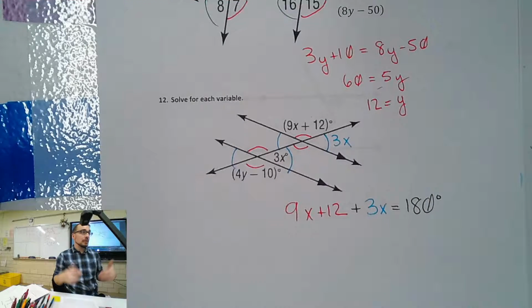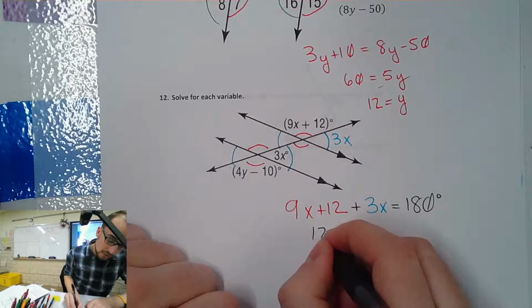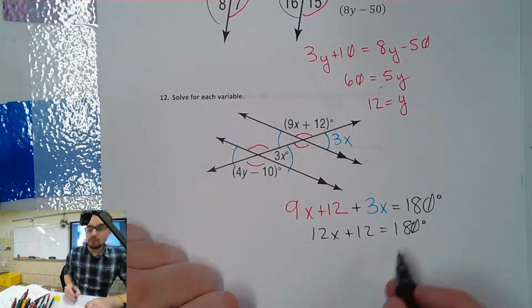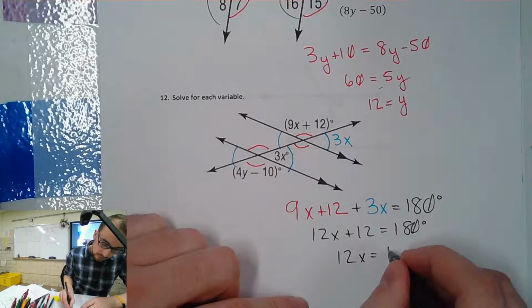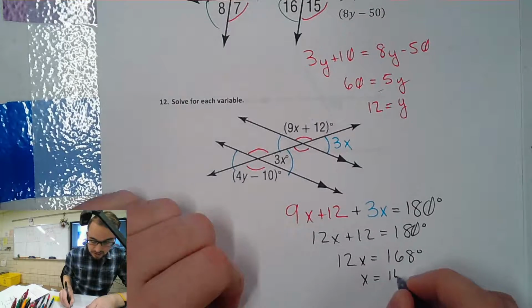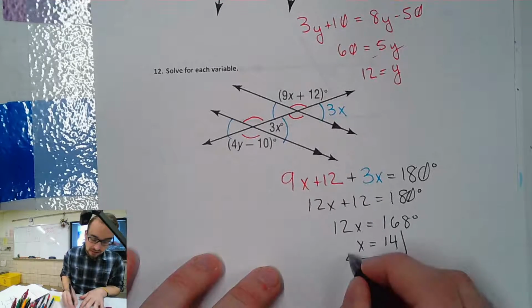Again, sometimes they're supplementary, sometimes they add up to 90, sometimes they're congruent, right? You have to figure that out and then set up the proper equation. Now I've got 9x and 3x, which makes 12x. We subtract 12 from both sides. We get 12x equals 168. And if we divide by 12, we get 14. Trust me on that, okay? Cool? So x is 14.